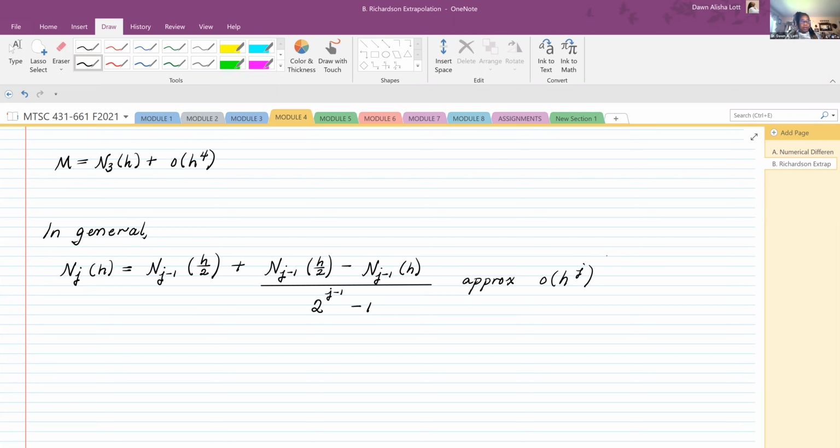We will pick up on Richardson's extrapolation. We will finish this, do an example, and move on to integration. Okay.